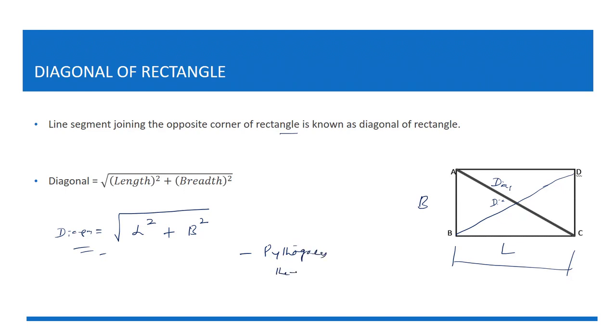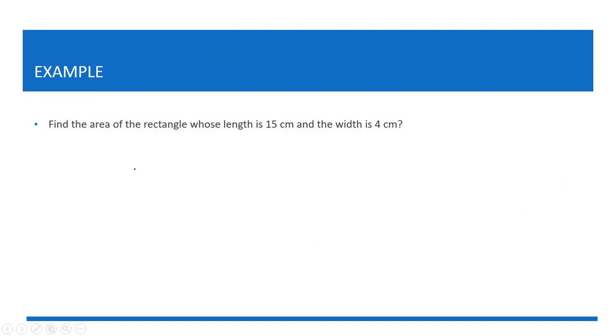Pythagoras theorem, which I will explain in the coming slide, right? Let us check out with this. Let us find this thing. One example: find the area of a rectangle whose length is 15 cm and width is 4 cm. So we need to find the area of a rectangle here, right?